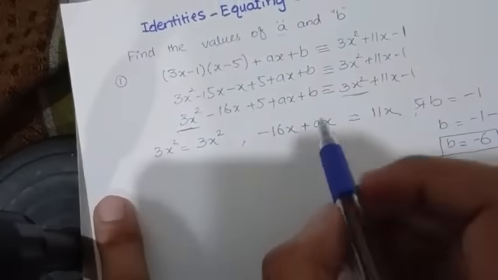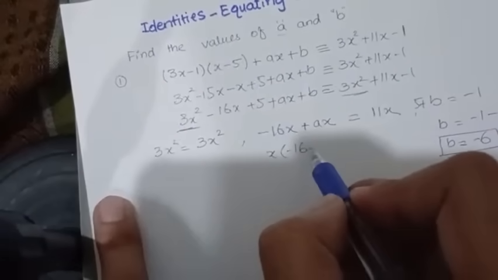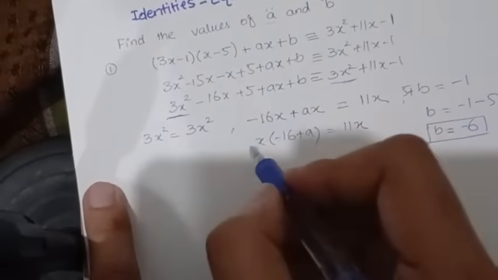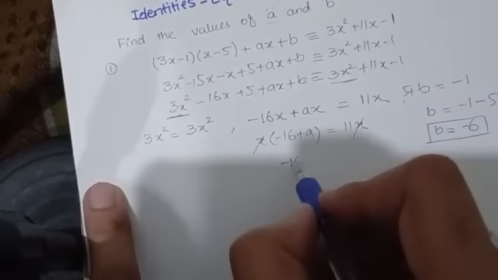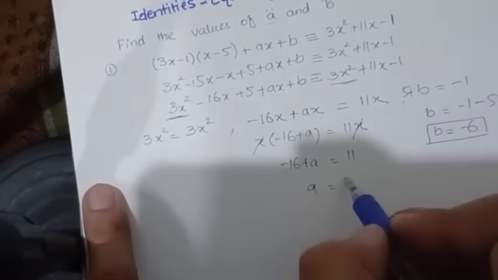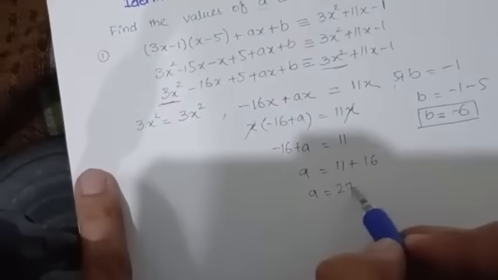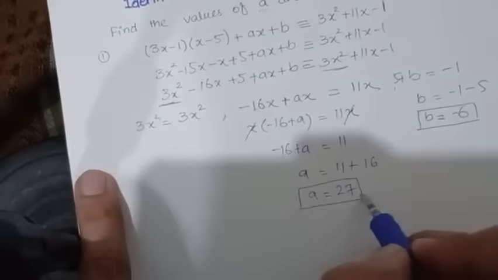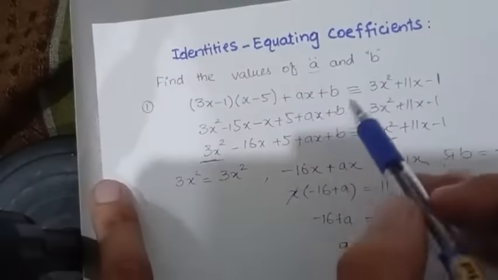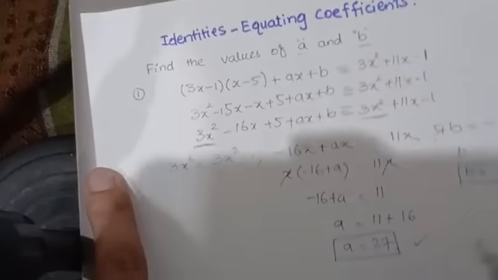Now we will calculate the value of a. In this equation we have x common. We will take x common: minus 16 plus a, x is equal to 11x. This x will be cancelled on both sides. Minus 16 plus a is equal to 11. A is equal to 11 plus 16, which is equal to 27. So this is the way to calculate or identify the values of a and b by equating the coefficients. It is the a value and b value.